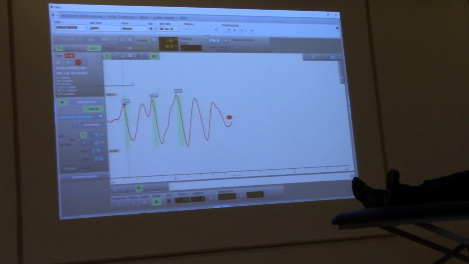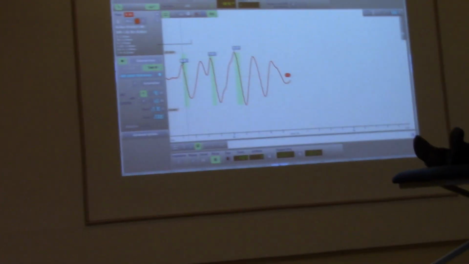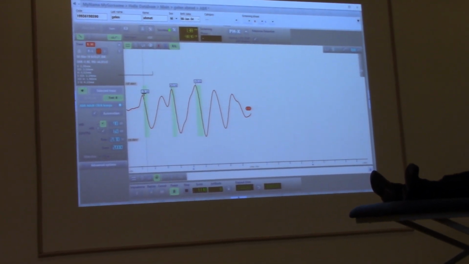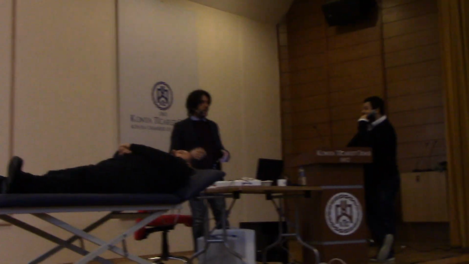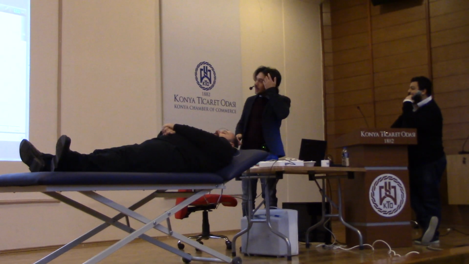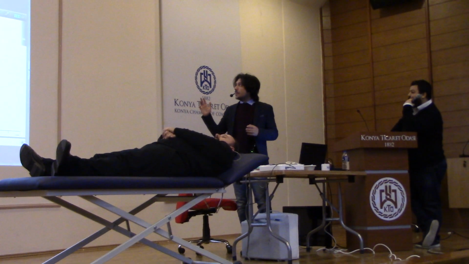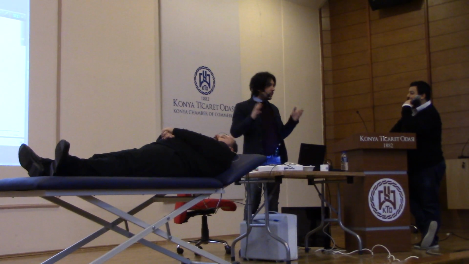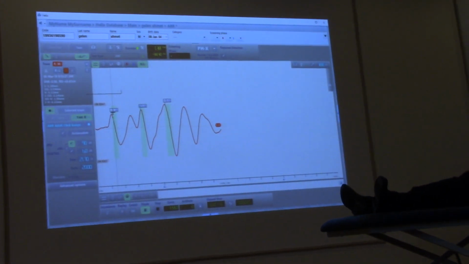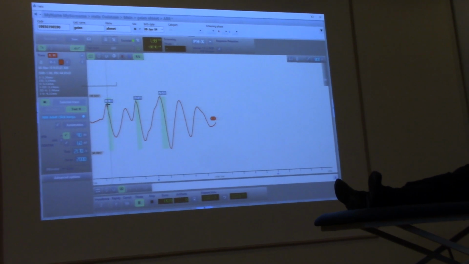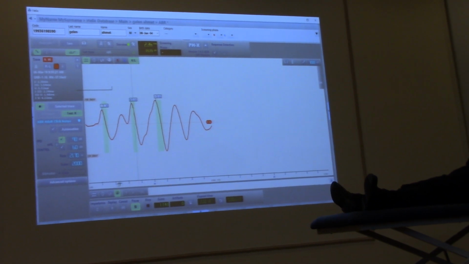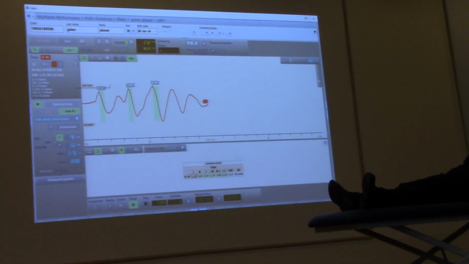The green area reveals a normative range for each peak. Okay, this can be customized, can be created by you, or you can use an already defined one that takes into account the age, sex of the patient, male or female, because as you know, female subjects have earlier latencies, and it calculates automatically mean and standard deviation for each parameter.